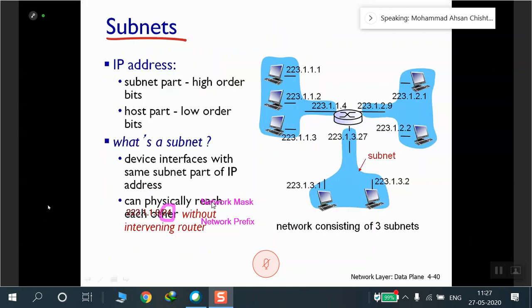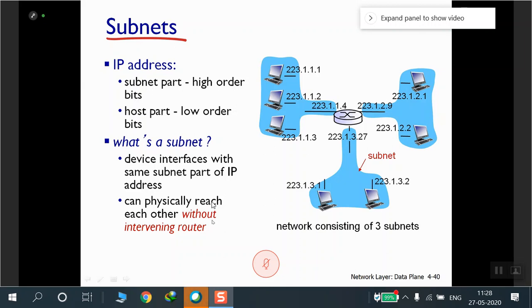So this is what we discussed: the IP address, the subnet part, as well as the host part. The subnet part is the part of the interface. Another thing that you see, a router that connects this network also has the same network part. You need to have the same network part so that the whole network is connected to the router.